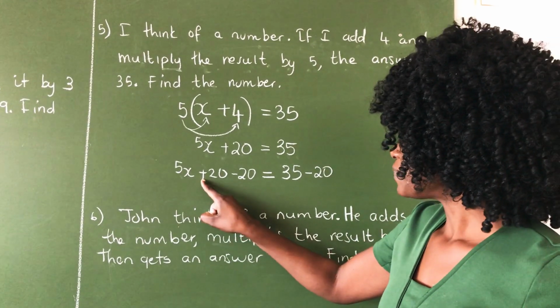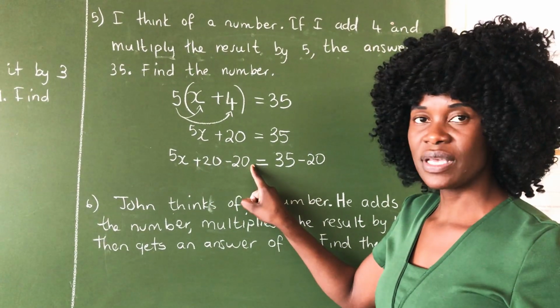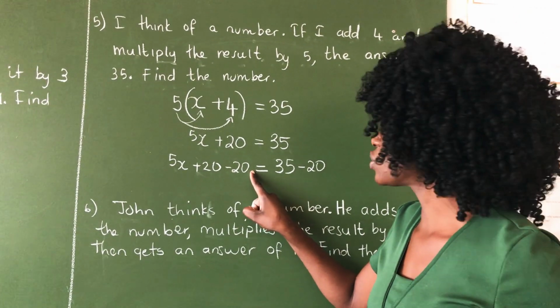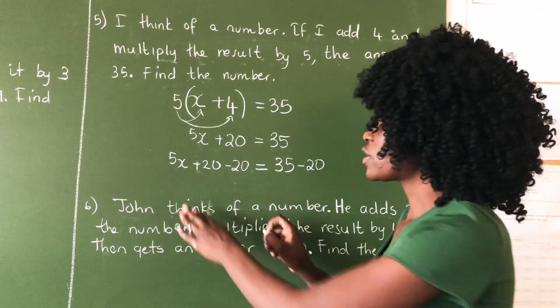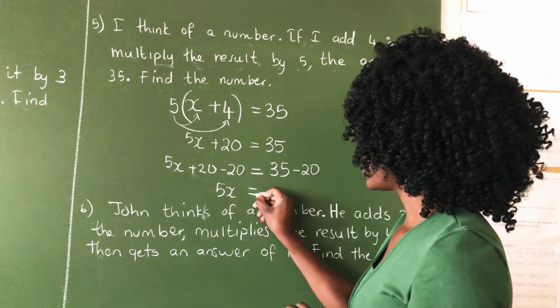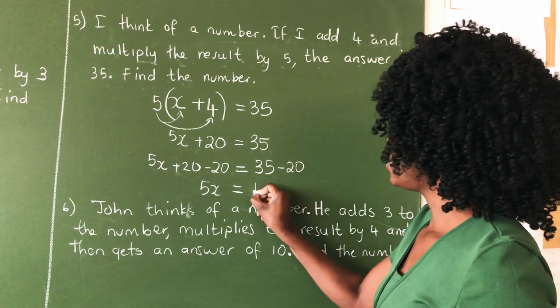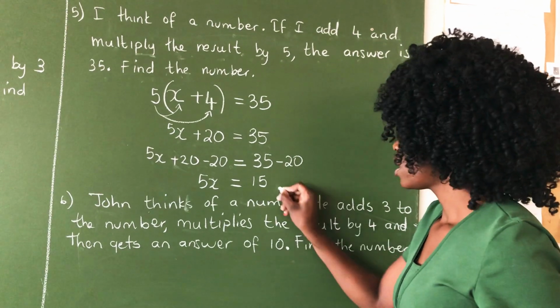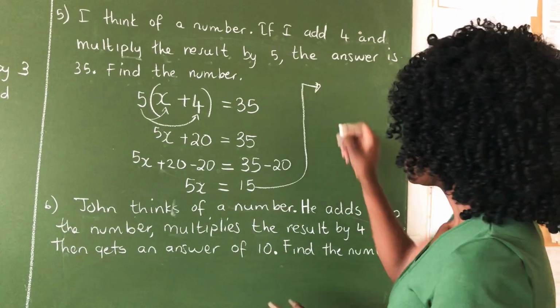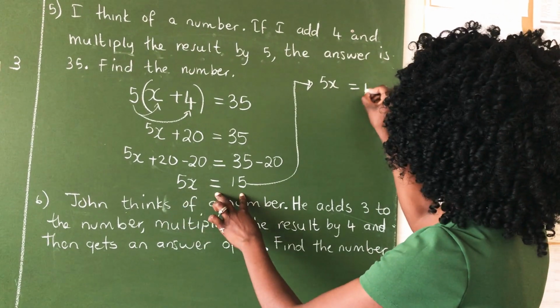So 5x plus 20 minus 20, these are like terms. When I work them out together, they will give me a 0. So the only thing that I'll be left with on the left hand side is 5x equals 35 minus 20, which leaves me with 15. So I just move this up. So what do I have here? I have 5x equals 15.